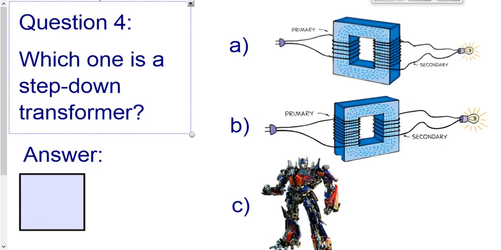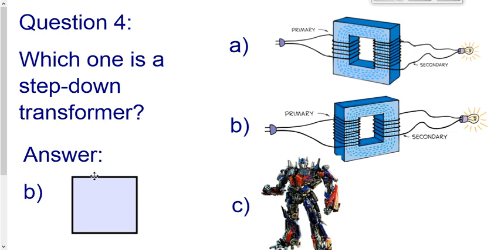So here's a question. Oh, didn't even mean to make that dot. Which one of these is a step-down transformer? Is it A, B, or C? Which one is a step-down transformer? All right, see if you have an answer here.